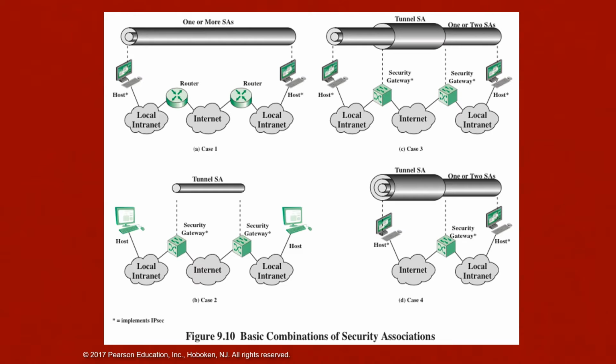The lower part of each case in the figure represents the physical connectivity of the elements. The upper part represents logical connectivity via one or more nested SAs. Each SA can be either AH or ESP. For host-to-host SAs, the mode may be either transport or tunnel. Otherwise, it must be tunnel mode.